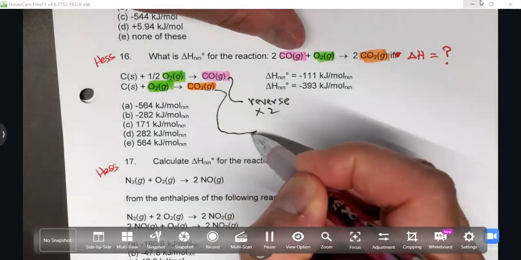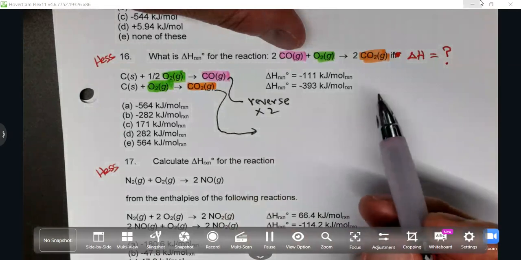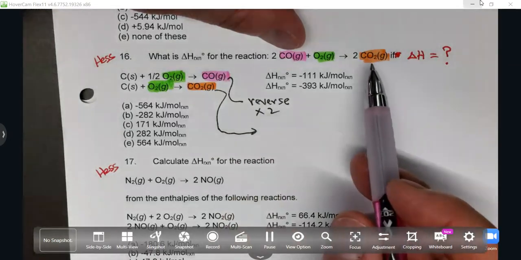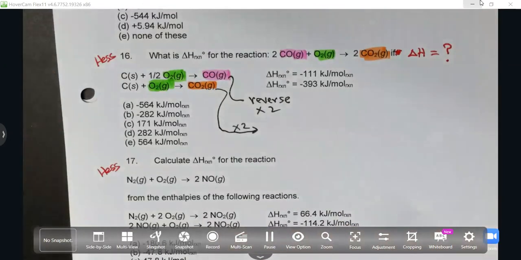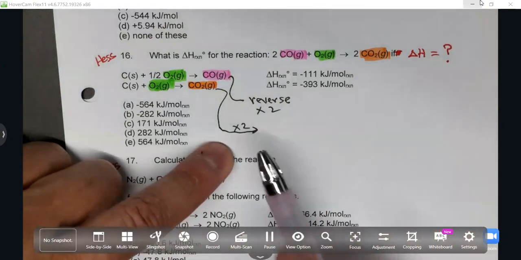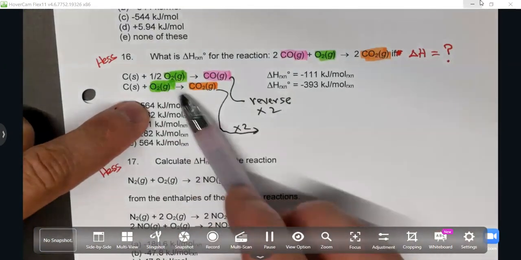And what are we going to have to do with this one? I mean, the CO2 is already on the product side, but there's a 2 there, so it looks like we can just multiply that one by 2. It should fall out, I believe. That'll get my numbers correct. And you're going to have oxygen on both sides.